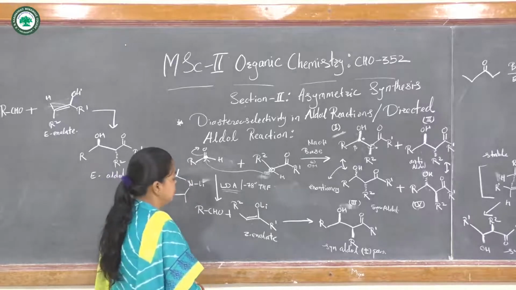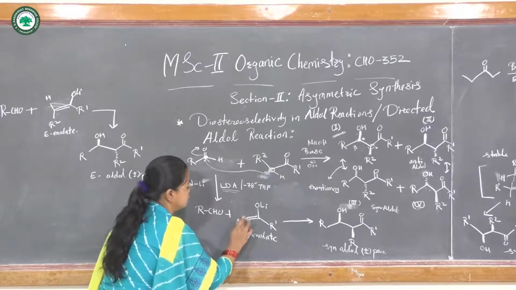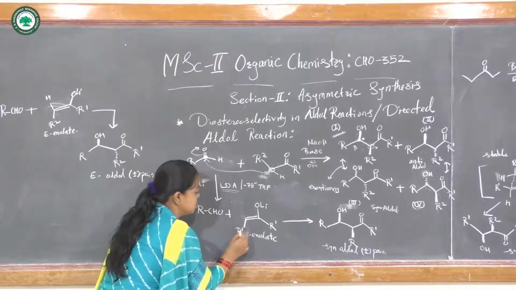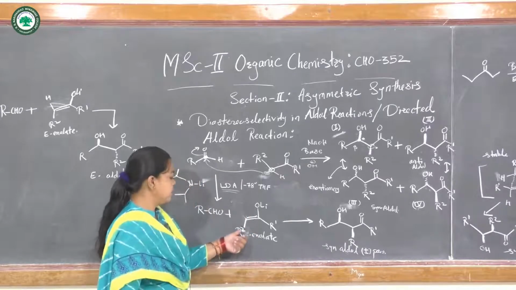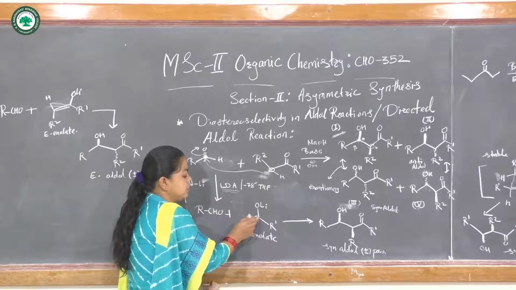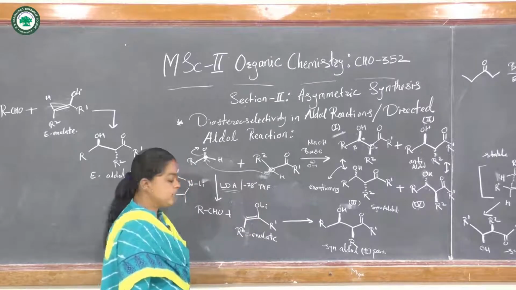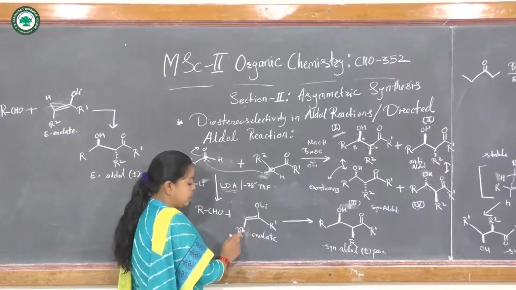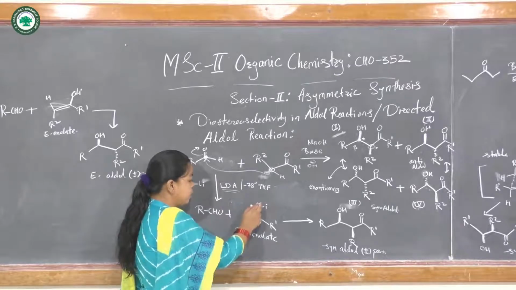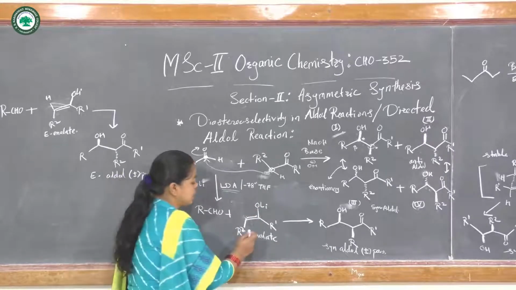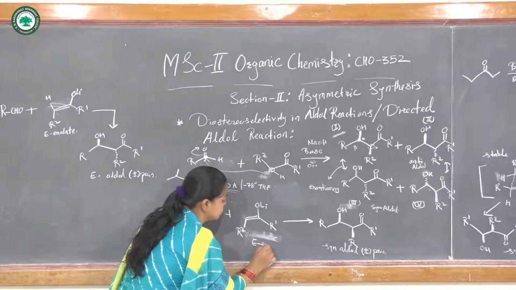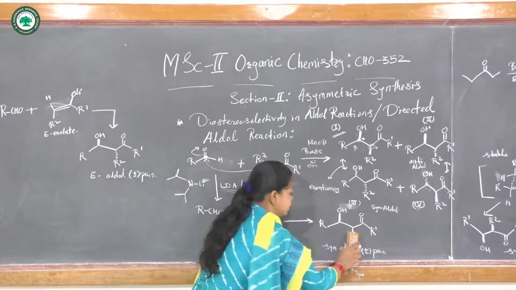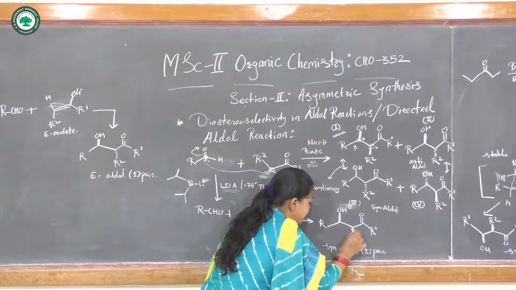When we use the E-enolate, second is the E-enolate. Here the R2 group has the higher priority, and oxygen has the higher priority. In Z and E form, we know that this carbon has the oxygen as the higher priority, and for this carbon the R2 group has higher priority. So the higher priority groups are present on opposite sides. So this becomes the E-enolate. The E-enolate is formed, and the E-enolate will give rise to the anti-aldol product.